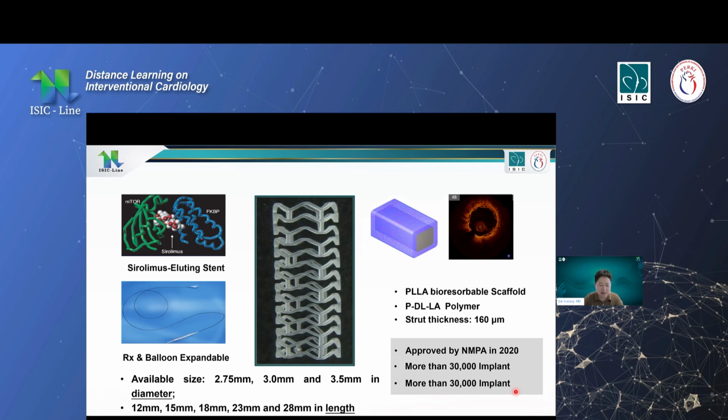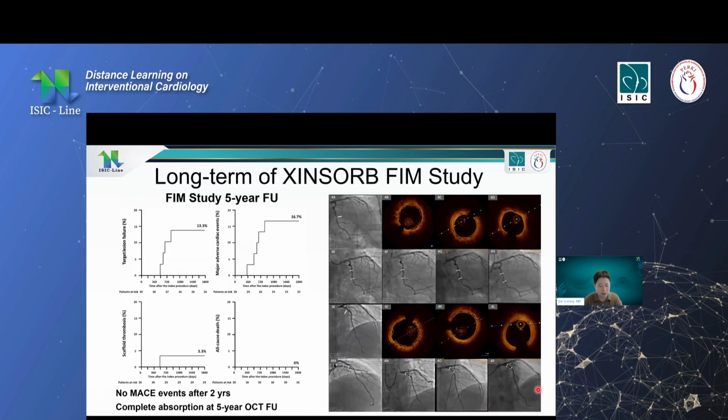The available sizes include 2.75, 3.0, and 3.5 millimeter in diameter, and 12, 15, 18, 23, and 28 millimeter in length. So, just as the previous professor mentioned, the selection of not only diameter or length is some limit in current practice.